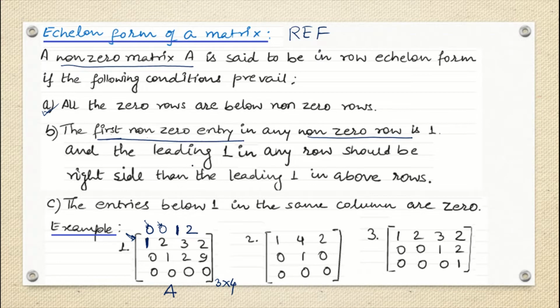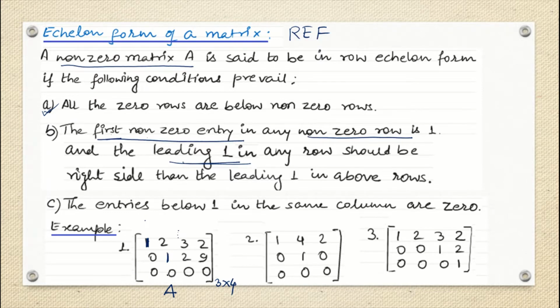The third condition is that the leading one in any row should be to the right of the leading one in the rows above. What does it mean? This one is called the leading one. In any row, the very first non-zero element, which is 1, will be called the leading one. Even this element 1 is the leading one of this particular row. Now in this particular matrix, this one is the leading one of row number 1, this one is the leading one of row number 2, and row number 3 is a zero row, right?